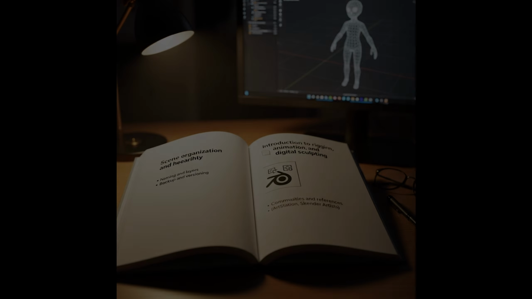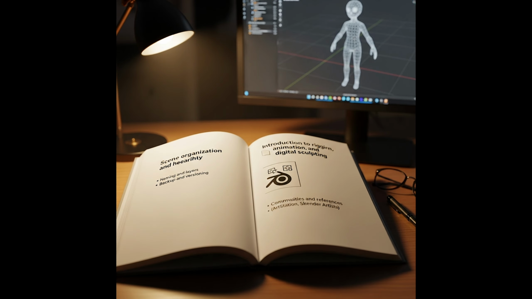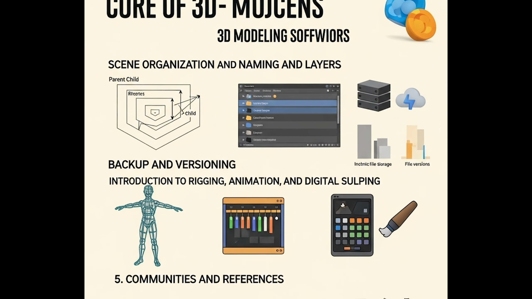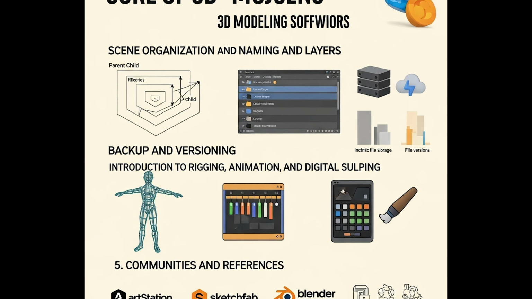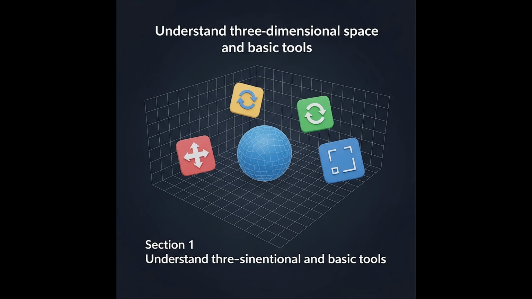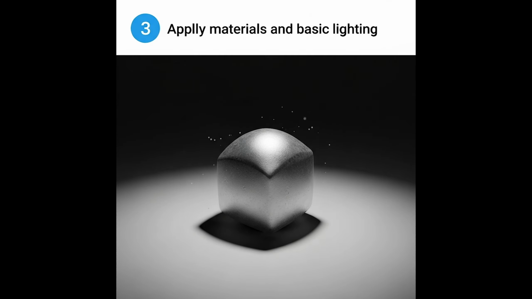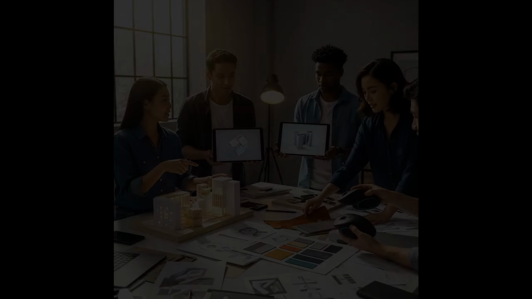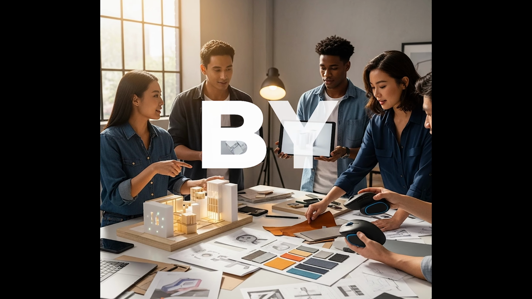Contents: scene organization and hierarchy, naming and layers, backup and versioning, introduction to rigging, animation, and digital sculpting, communities and references: ArtStation, Sketchfab, Blender artists. Expected final result: by the end of the guide, the student should be able to understand three-dimensional space and basic tools, create simple models with clean topology, apply materials and basic lighting, render and present their own projects.